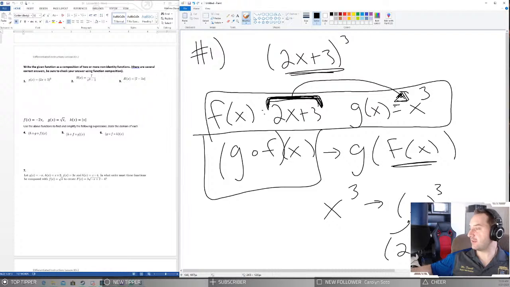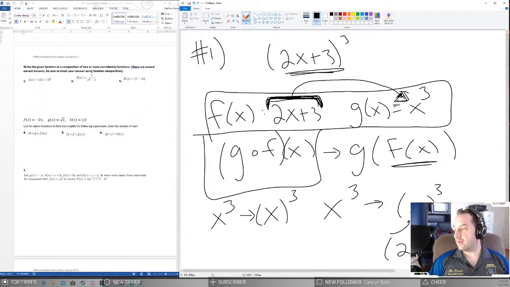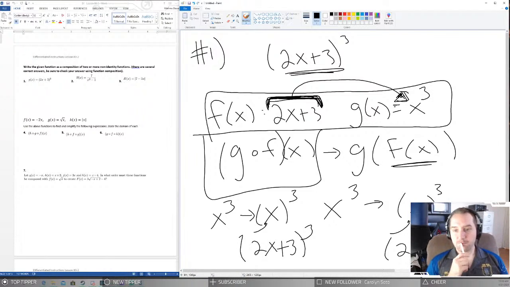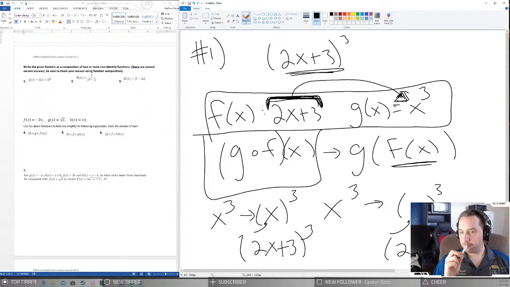I blocked it with my face. Okay, so if I have x cubed, the way that we should envision that is x cubed that way. So that means inside the parentheses, that's what's getting replaced with the 2x + 3. Does that answer your question, Jocelyn? Because I might be a little confused on your question. Oh, okay, cool. No worries.